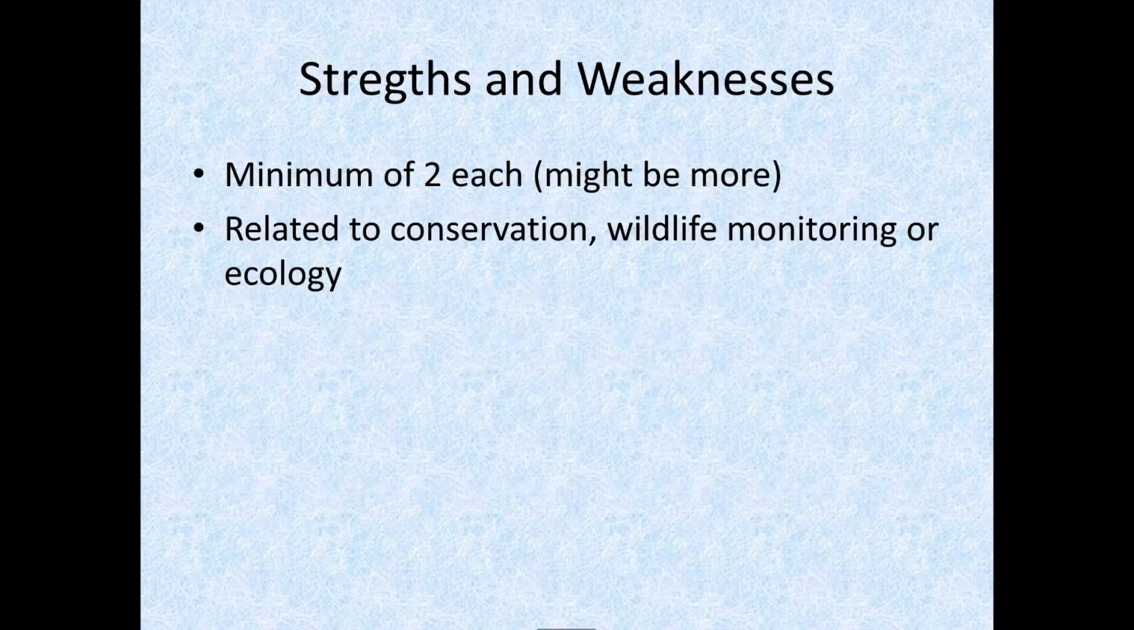Now, for the strengths and weaknesses, that's pretty straightforward. You need a minimum of 2 of each. They can be more. You can certainly include more than 2. And of course, they are related to conservation or wildlife monitoring or ecology.